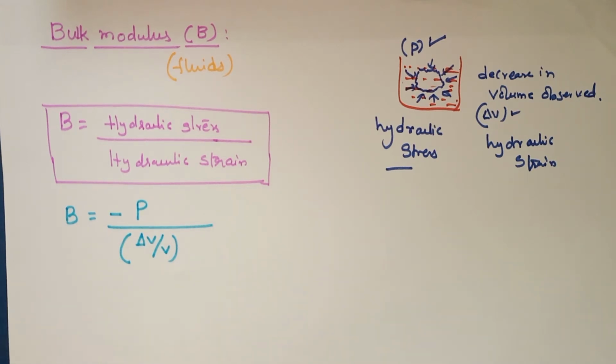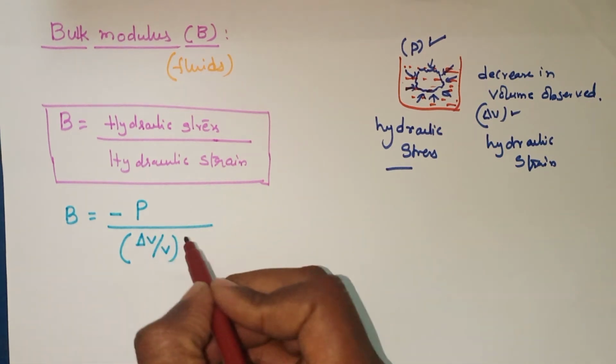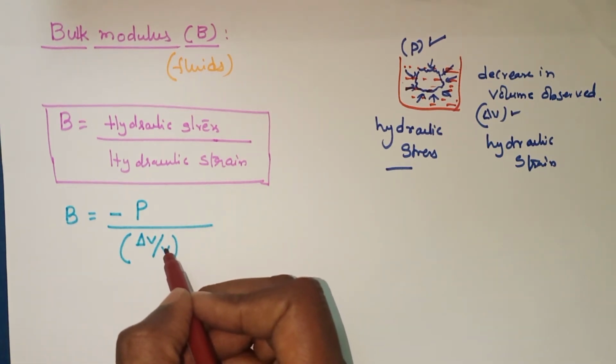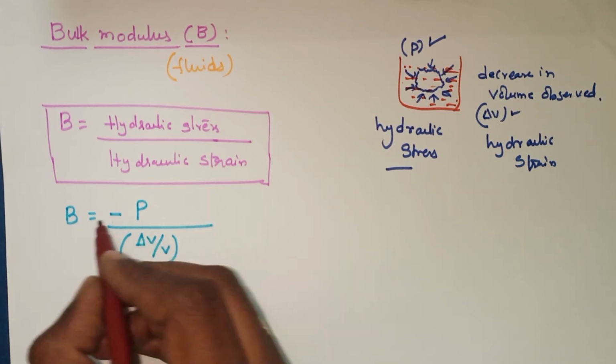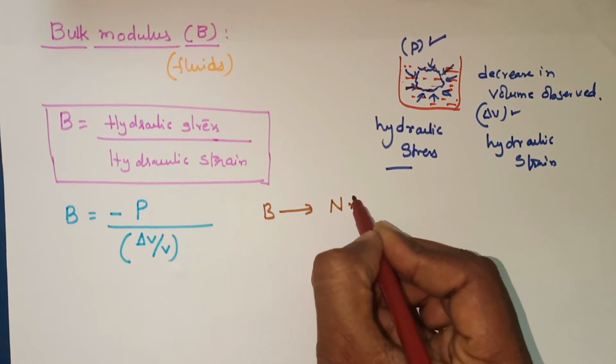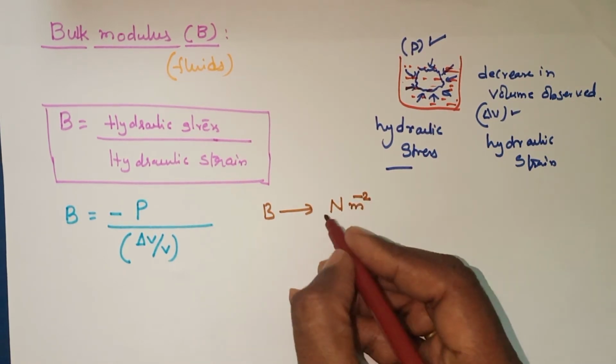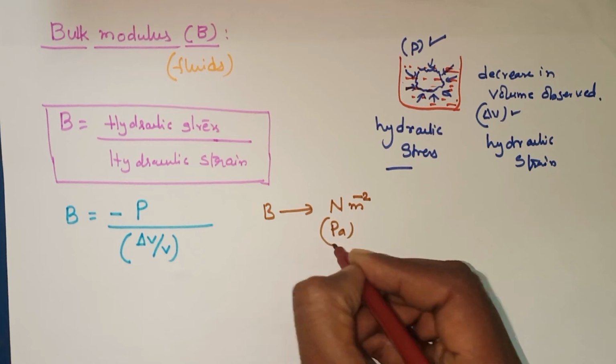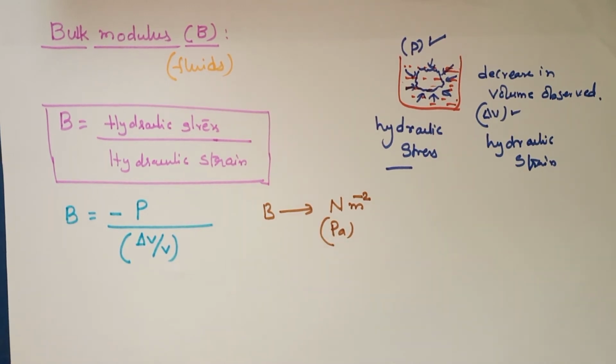What are the units for this bulk modulus? Delta V by V will not have any units, so it is the same as Young's modulus, Newton per meter square. We can write it as Pascal. Different fluids will have different values of bulk modulus. All the fluids would not have the same values of bulk modulus, right?